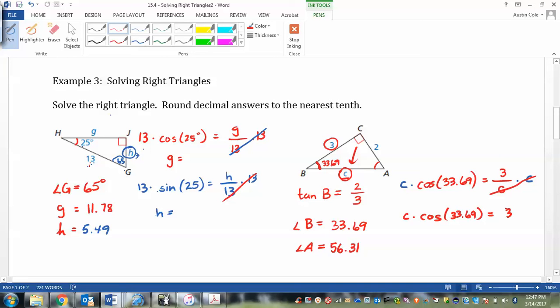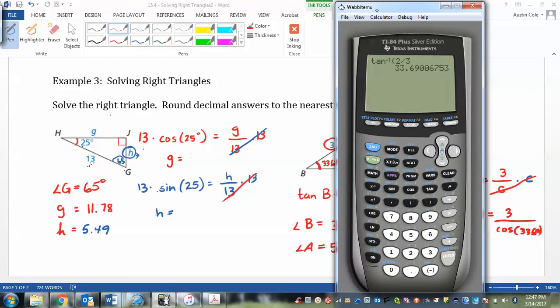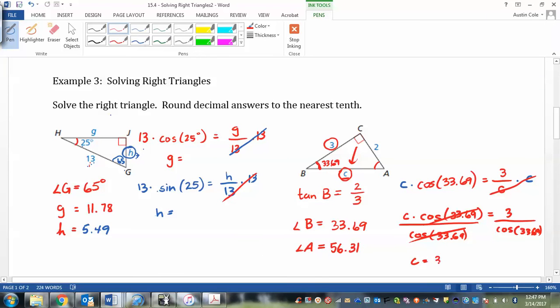Divide by cosine 33.69 on both sides. So now those go away, and C equals 3, in our calculator, 3 divided by cosine 33.69. So 3 divided by cosine 33.69 is 3.61.